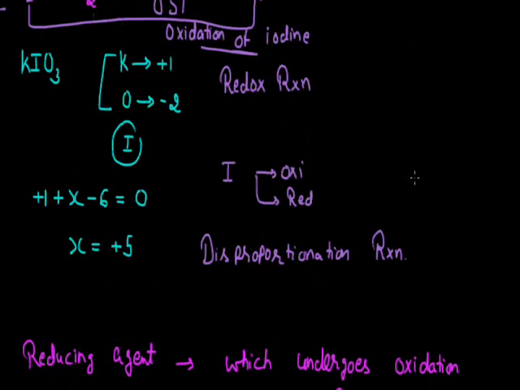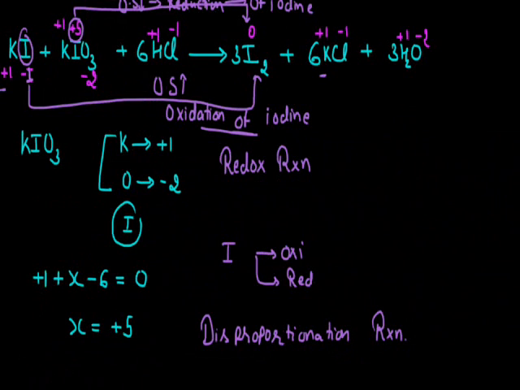For example, here in this potassium iodide, the process of oxidation is going on, so it can be defined as the reducing agent. While this potassium iodate, since it's going through the process of reduction, can be defined as the oxidizing agent. So these are again two important terms that are generally asked, and this is the complete thing about redox reactions.